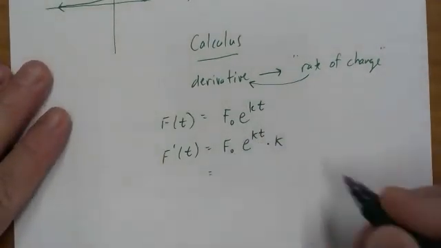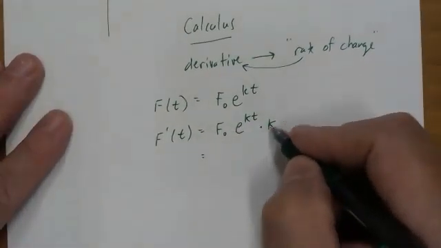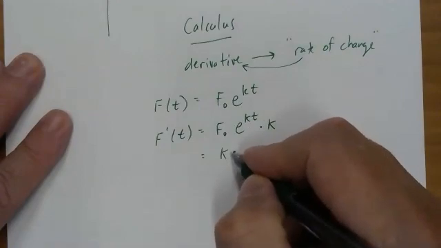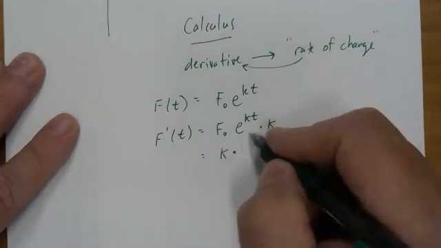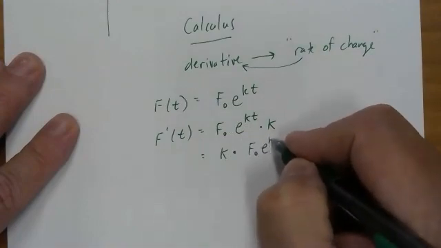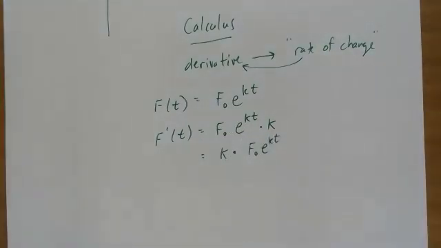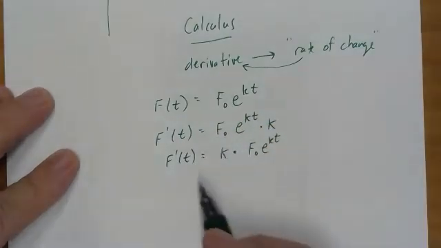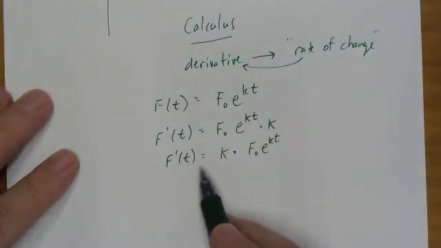Now, what I'm going to do, just so it's very clear, I'm going to sort of rearrange things. I'm going to bring the k way out front, and I'm going to put a little multiply sign here. And then I'll write my f naught e to the kt. So here's a little equation for the derivative of my exponential function.